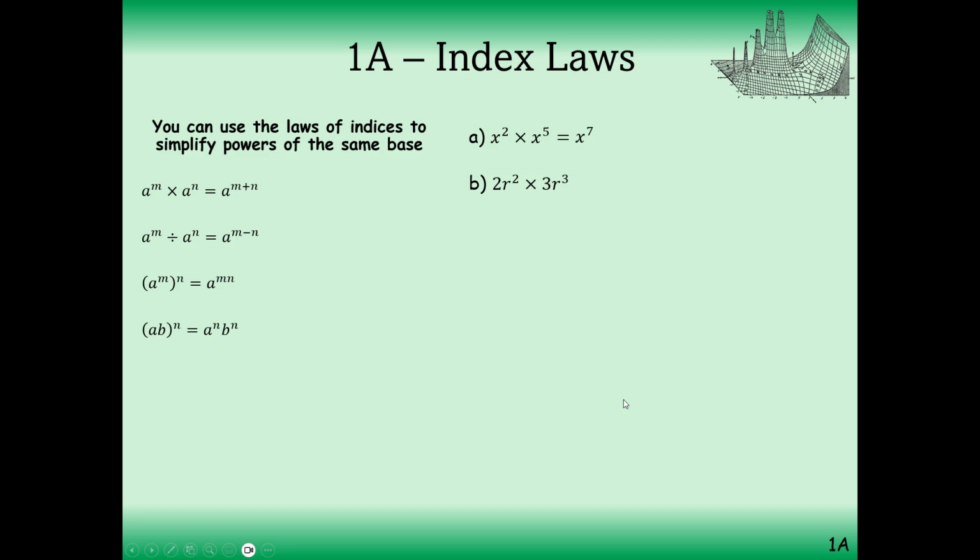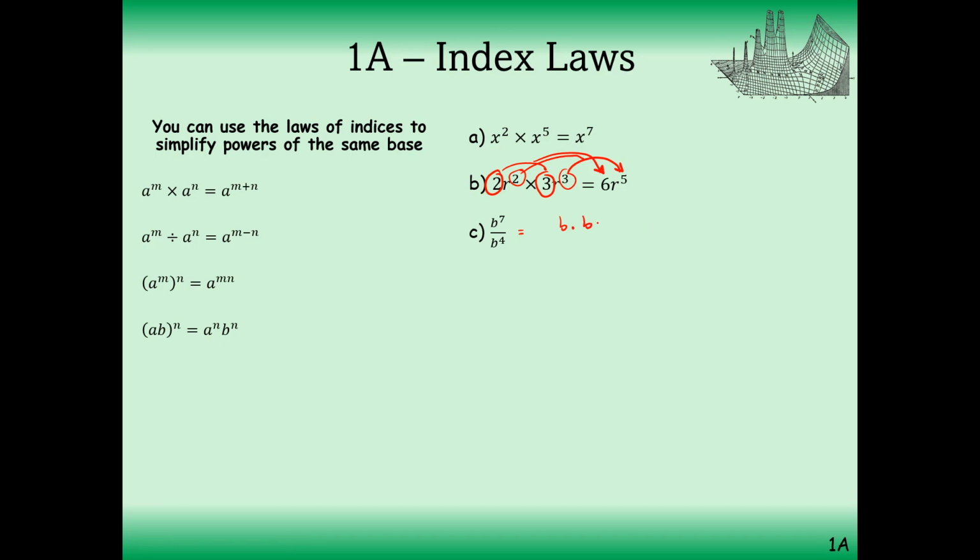In the next part B, you have 2 times r squared and 3 times r cubed. Make sure you take the coefficients. Here you do multiply the coefficients 2 and 3, but you add the powers. So this 2 and this 3 you multiply, get 6, but this 2 and this 3 you add to get power of 5.